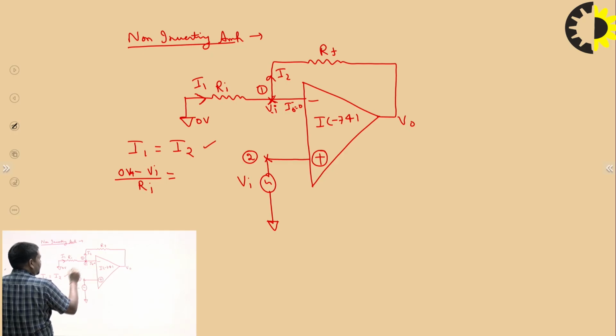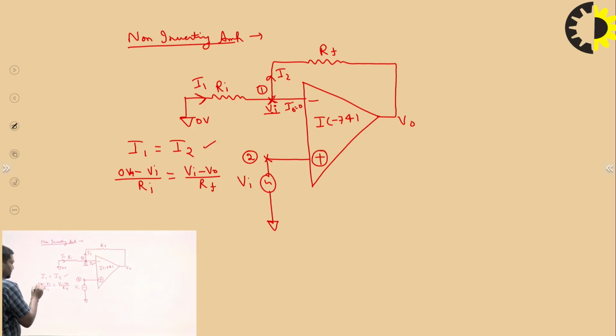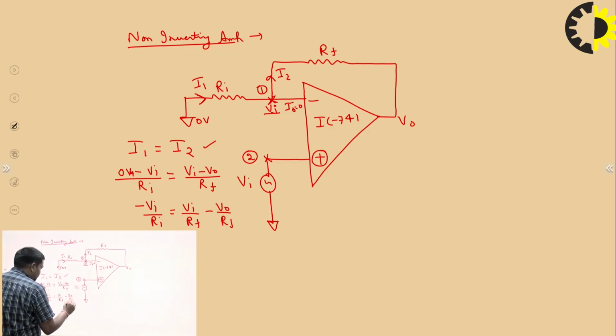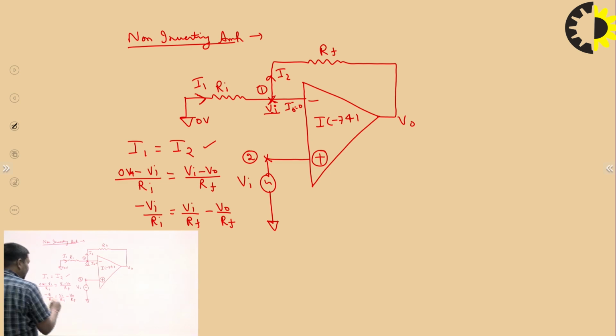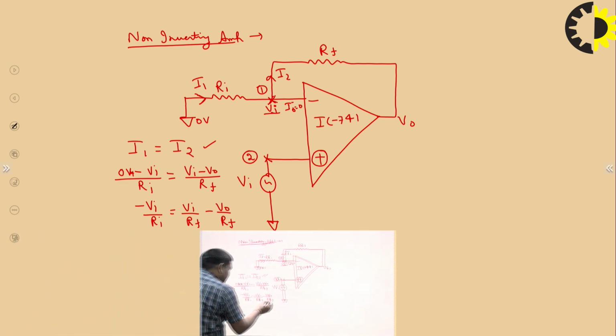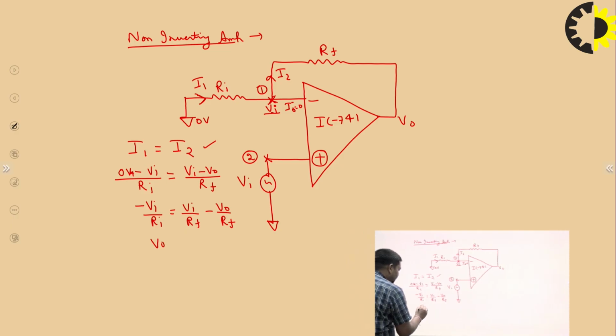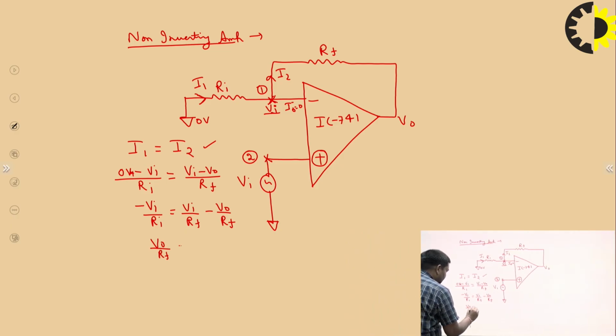Output current is I2. What is the potential difference? Vi minus V naught, upon Rf. So 0 minus Vi upon Ri is equal to Vi upon Rf minus V naught upon Rf. You have to take V naught on one side and Vi on one side: V naught upon Rf is equal to Vi.